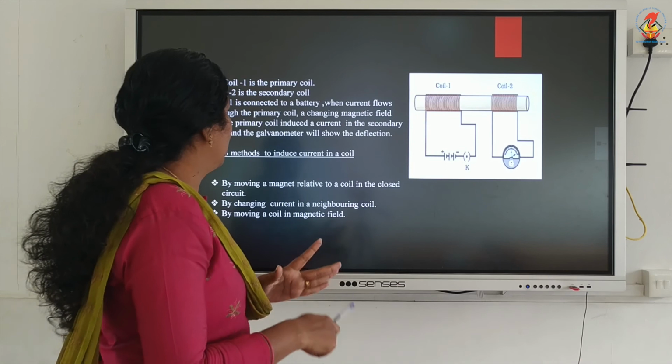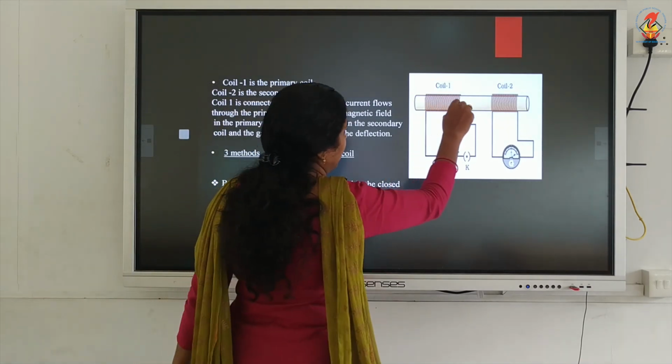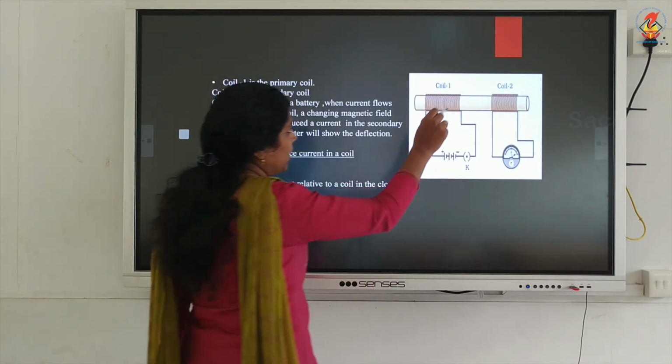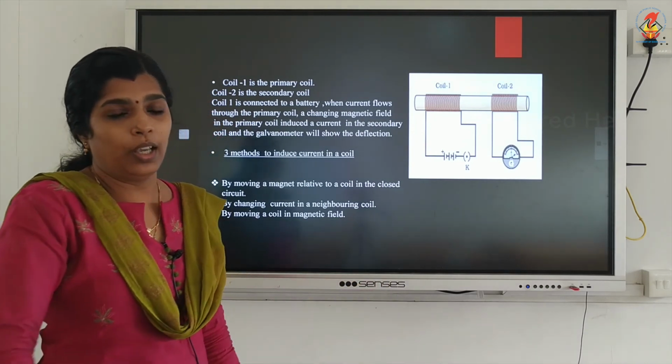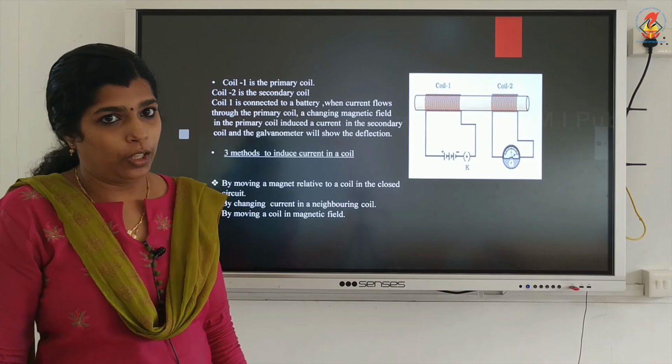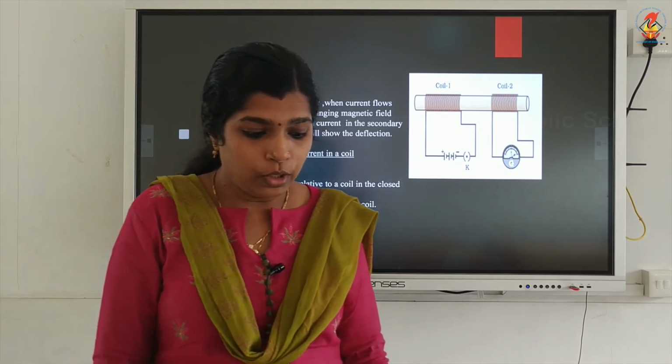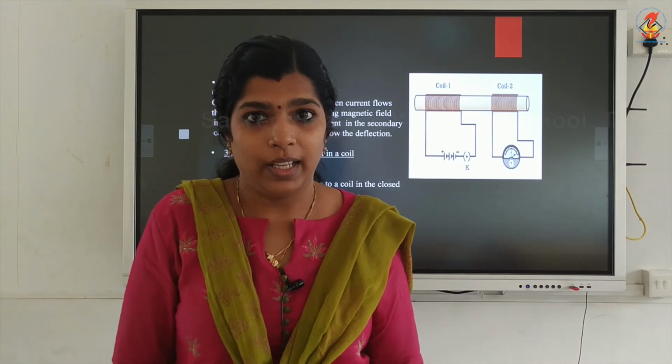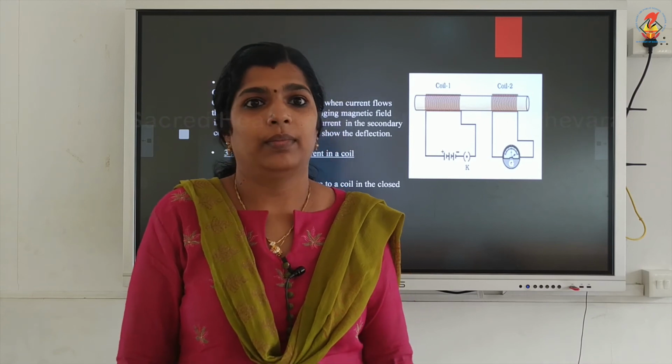The other method is to change the current in the neighboring coil. By changing a current in the neighboring coil, we can induce a current in the secondary coil. So, that is known as electromagnetic induction. Thank you.